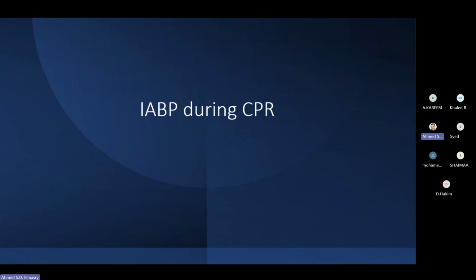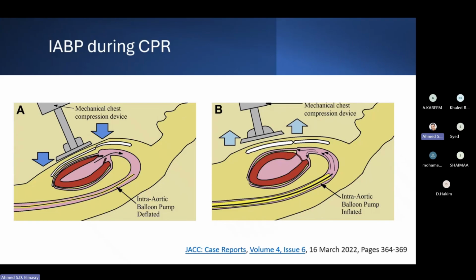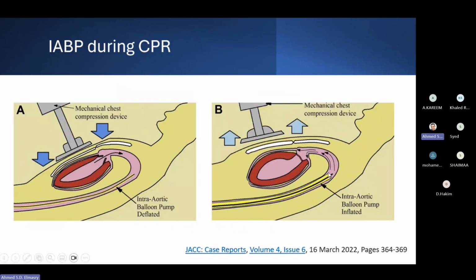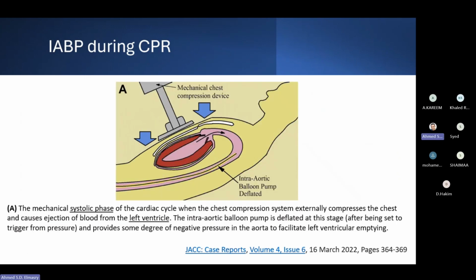Troubleshooting of the intra-aortic balloon during the CPR. If you have a patient with an intra-aortic balloon and you have a cardiac arrest, you can do the CPR while the balloon is working. And it has been proven that the intra-aortic balloon is very efficient and very helpful to improve the outcome of the cardiac arrest if it is working simultaneously with the chest compression, as you see here in this article.